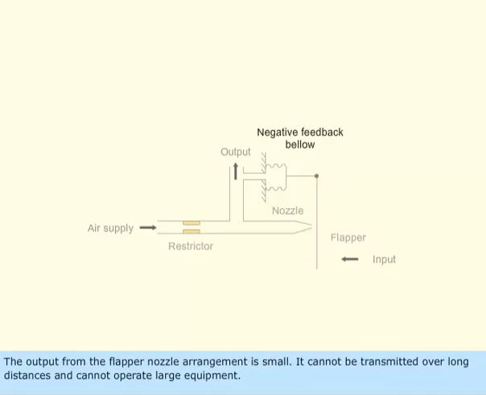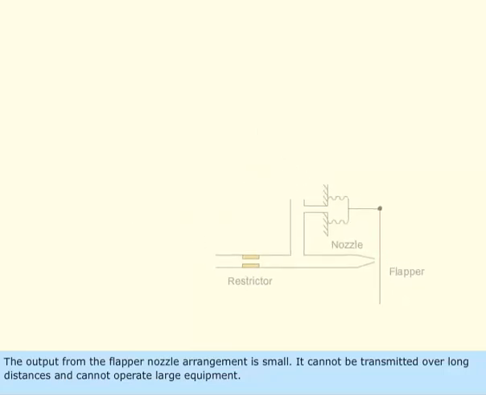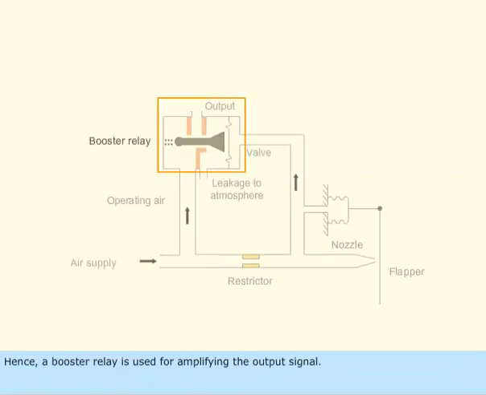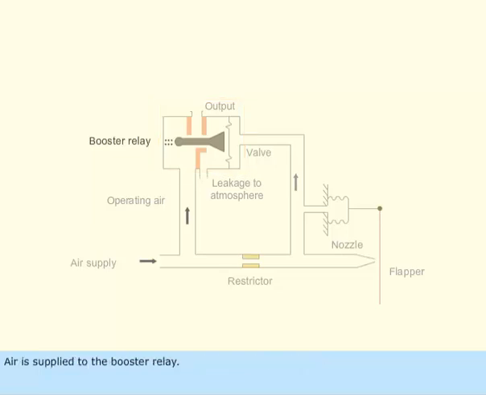The output from the flapper nozzle arrangement is small. It cannot be transmitted over long distances and cannot operate large equipment. Hence, a booster relay is used for amplifying the output signal. Air is supplied to the booster relay.